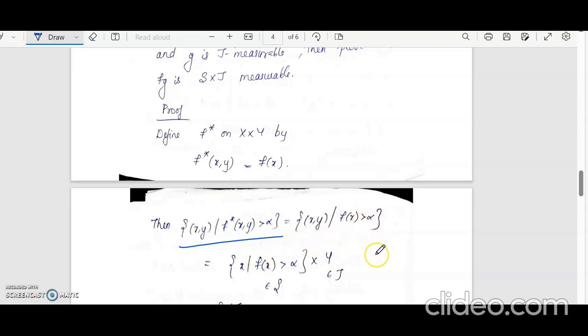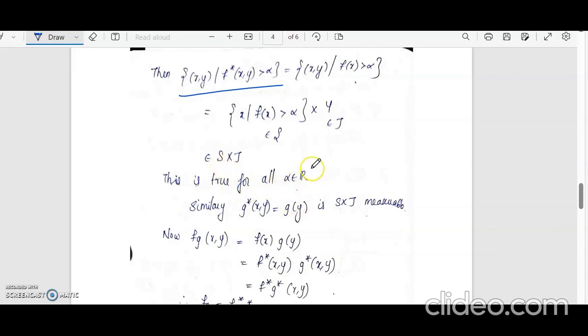So this set is equivalent to the Cartesian product of the set of all x such that f of x is greater than alpha, cross Y. This is the collection of all (x, y) satisfying the condition f of x greater than alpha, and y can take any value in the set capital Y. Now we know that the first set belongs to S and Y belongs to J, so this will belong to S cross J. This is true for all alpha belonging to R, so that gives us that f star is S cross J measurable.